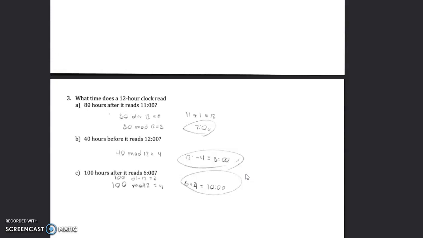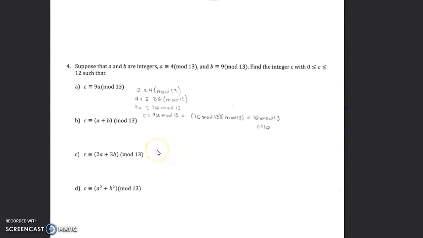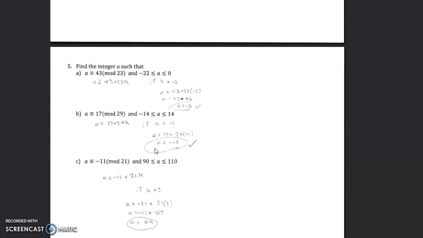You do 12 minus 4 because it's before, and you get 8. And then for C, it's 100 hours after it reads 6. So 100 div 12 is equal to 8. 100 mod 12 is equal to 4. So I am looking for 6 plus 4, which is equal to 10 o'clock, because it's after. I'm going to skip 4 because I didn't choose to do 4.